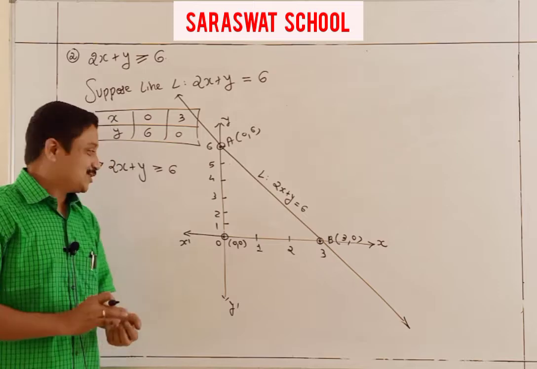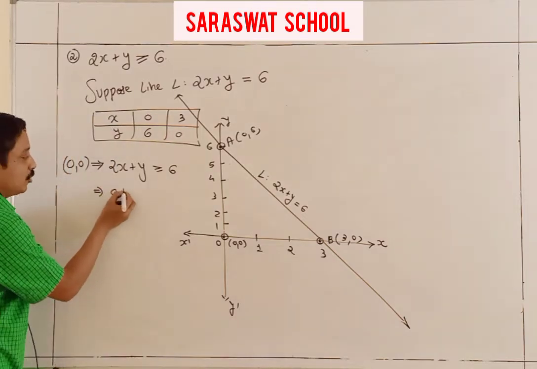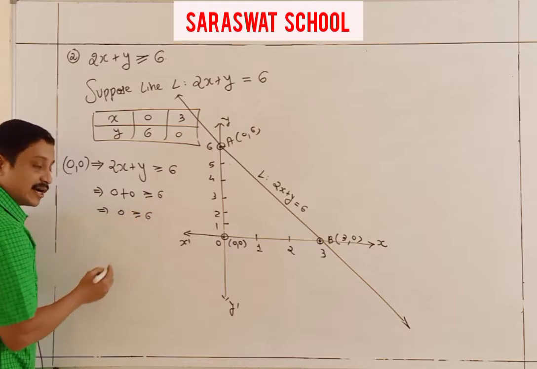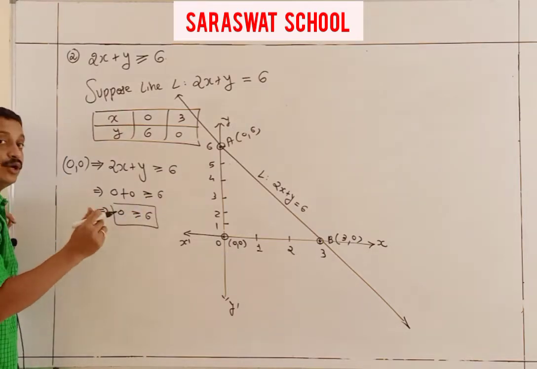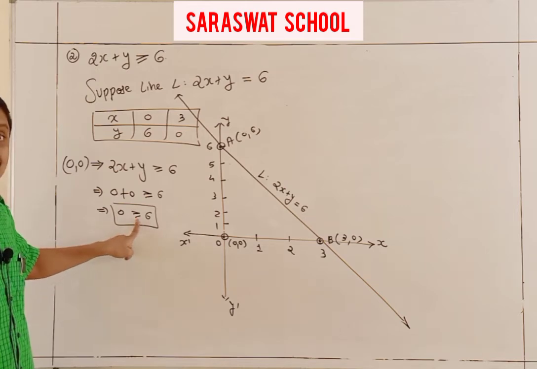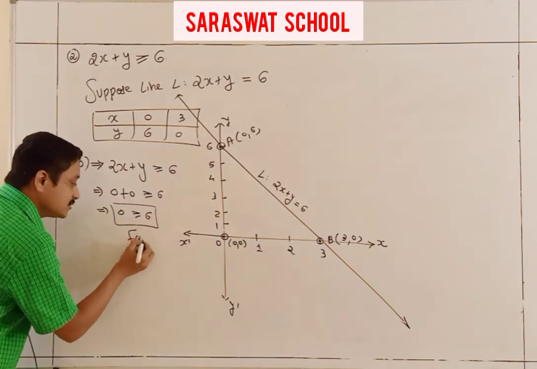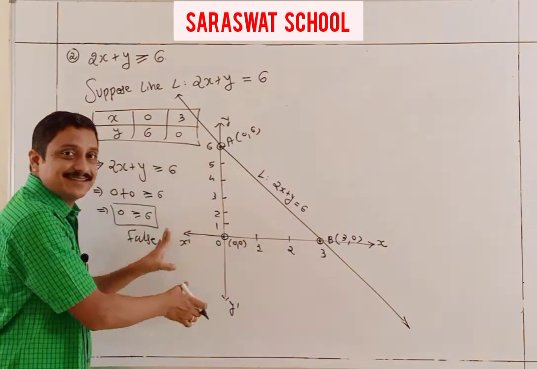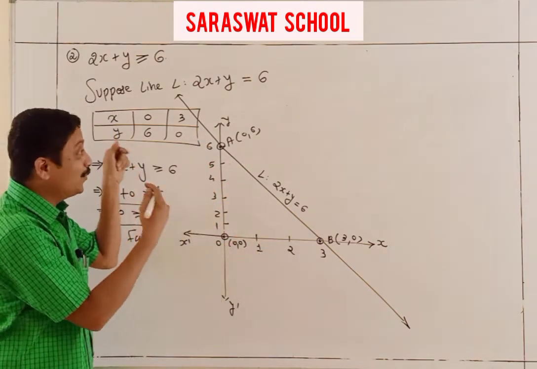Okay? So for this point we apply 0 plus 0 greater than or equal to 6. 0 plus 0 greater than 6. Is it true? No, not at all. It is not equal and not greater than. It means it is false. So my shading is not this side, not the lower side, it is going to the upper side.